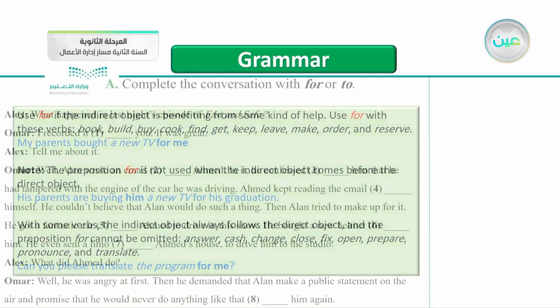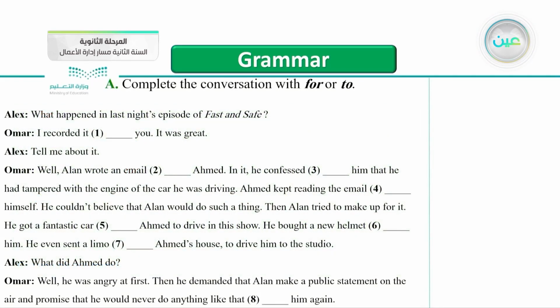In this example, let's take some exercise here just to cement our understanding of this lesson. Complete the conversation with for and to. We have the conversation between Alex and Umar.